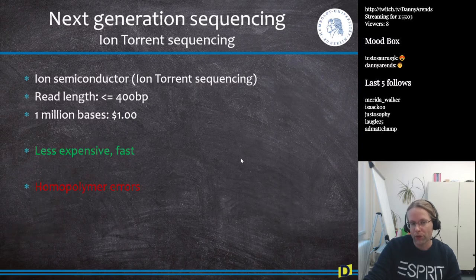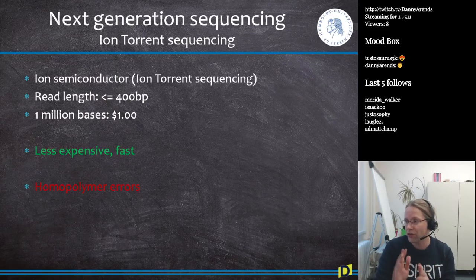So the homopolymer run errors mean that if you are sequencing a fragment and this fragment has the same base pair behind each other a lot of the time, then you are unable to determine how many there are. So you know there is a stretch of C's in a row somewhere, more than 30, right? But I don't know if it's 31, could be 35, could be 32 as well, right? So that's a homopolymer error.